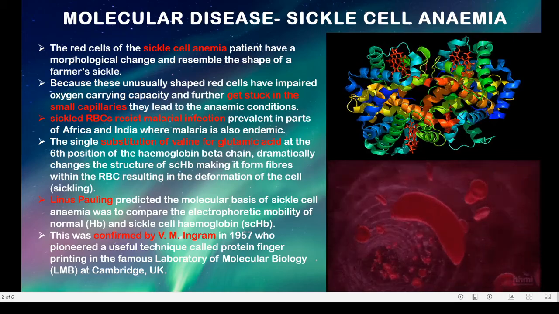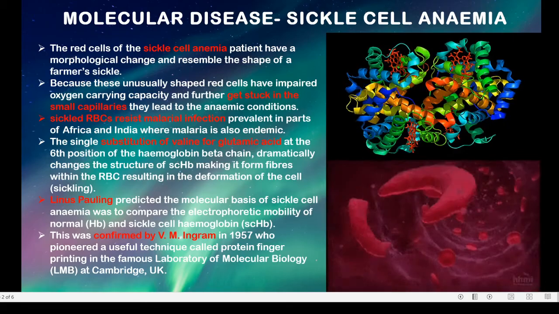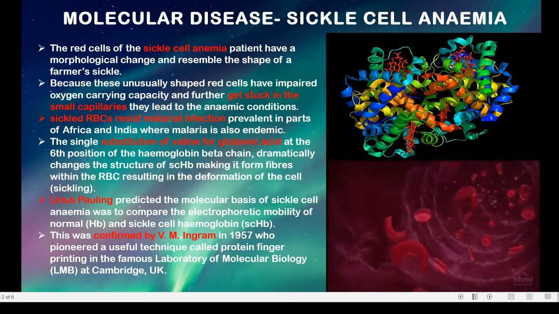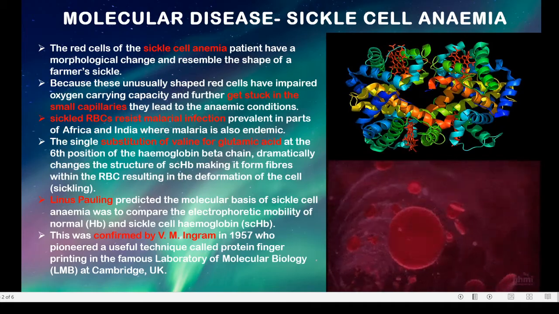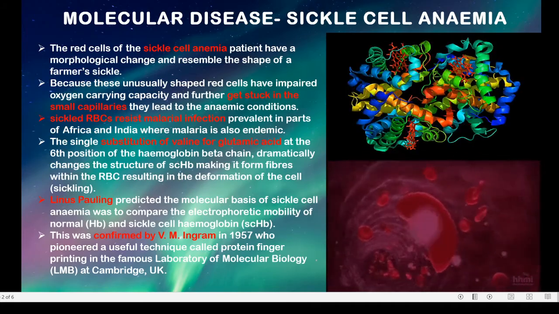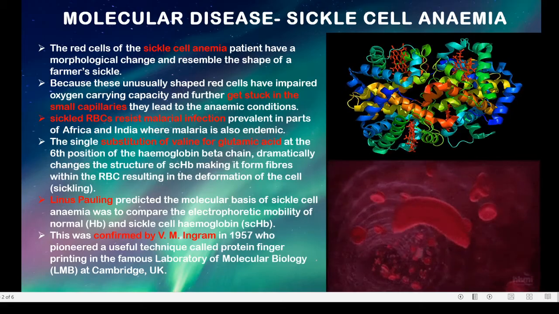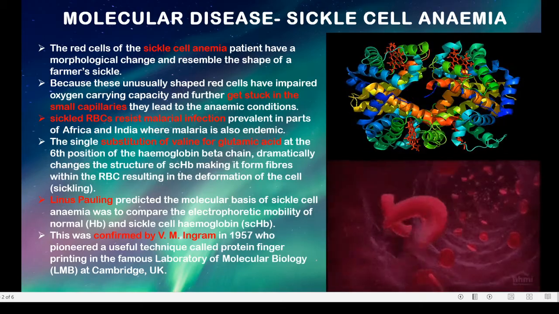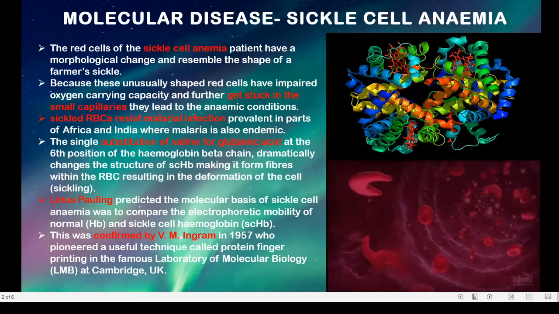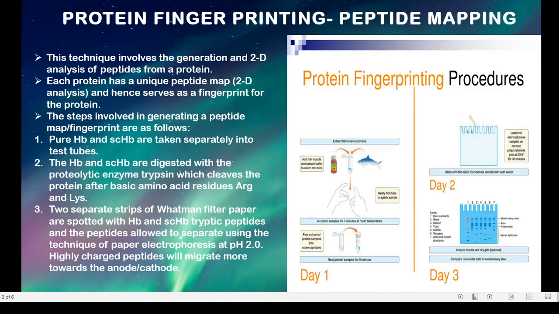This was studied by Linus Pauling using electrophoretic mobility between the normal hemoglobin and the sickle cell hemoglobin. Later, this was confirmed in 1957 by another scientist, VM Ingram. He performed a technique called protein fingerprinting or peptide mapping, where the 2D structure of a protein is studied and compared, and they found out that this is the molecular basis of sickle cell anemia.